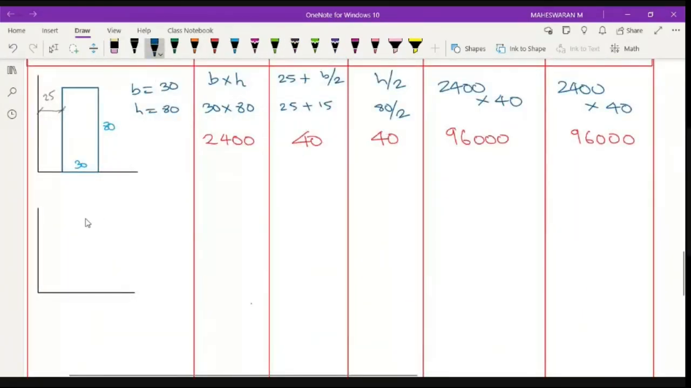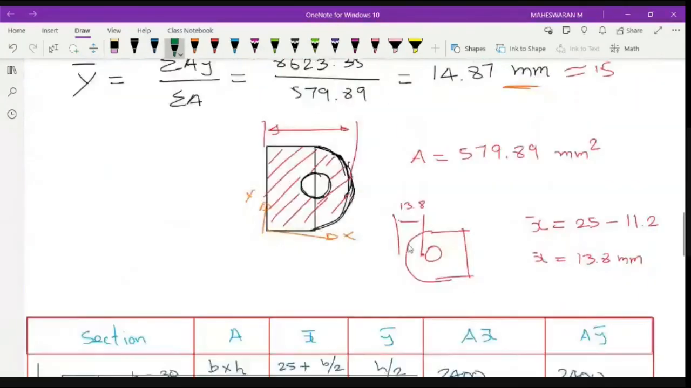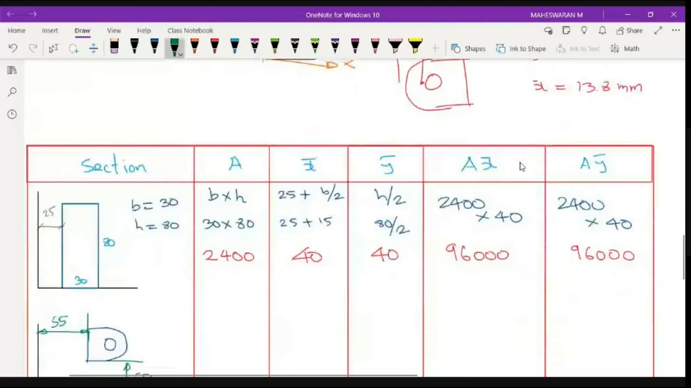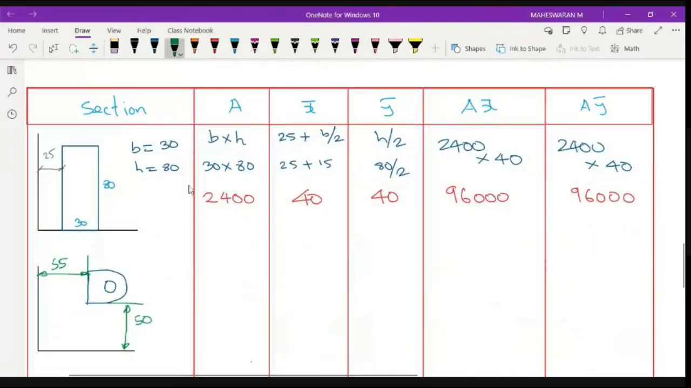So I will draw here. Now this is my object with an offset distance of 55 and an offset distance of 50. This is my entire term. I don't know what my base and height are, and there is no need to write these things. You know the total area, which we just identified. So the area is 579.89. For this, the entire area is 579.89.